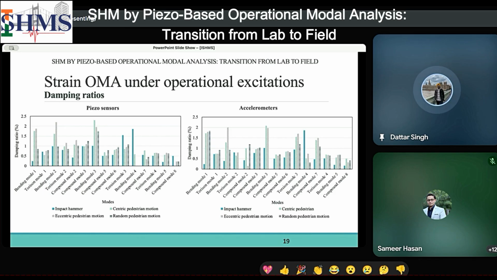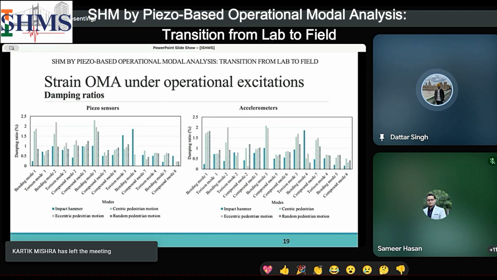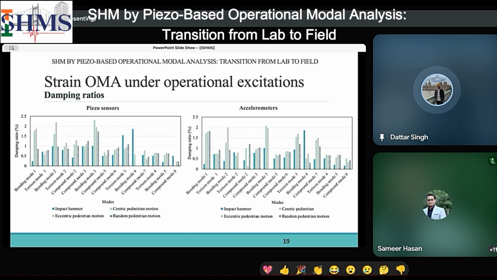So again, these are the damping ratios obtained from all the three excitations along with impact hammer based excitations. Still, we can see there is variation in damping ratios from both the sensors, even under the same type of excitation. When we talk about eccentric excitation, for both the sensors, we still see some kind of variation. Again, this is due to the possible aspect of different identification algorithms, different types of excitations, and different types of sensors.